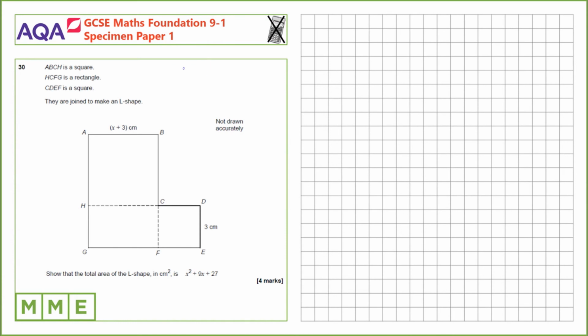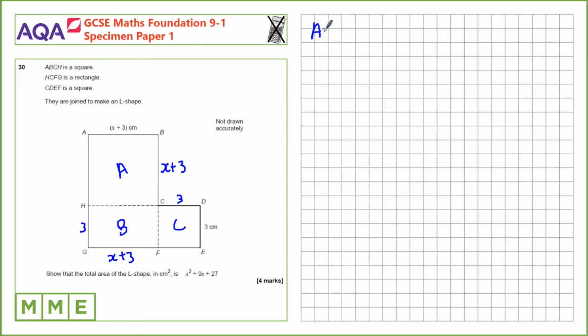Question 30. We have a square, a rectangle, and another square, which are joined to form an L shape. Show that the total area of the L shape in centimetres squared is x squared plus 9x plus 24. Let's write in a few of these lengths. So we know that this has to be x plus 3, since this is a square, and that's one of the side lengths, and this also has to be 3 here, because we have a square. The other side here must be 3, it's the same length as DE, and this has to be x plus 3 here too. Let's label these A, B, and C.